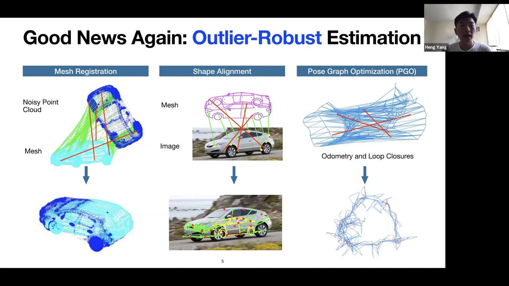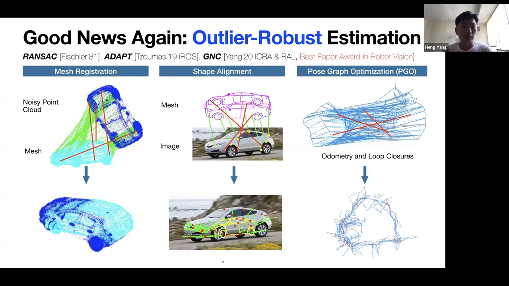This is not the end of the story, because in computer vision and robotics, we have a systematic tool set of outlier-robust estimation tools that can robustify these non-minimal solvers and regain robustness to outliers. For example, the most classical method to use is called RANSAC. It randomly samples these correspondences until it reaches a consensus set. And more recently, in our group, we've proposed ADAPT, which stands for adaptive trimming, and GNC, which stands for graduated non-convexity, that can act as a general purpose framework to robustify these non-minimal solvers.